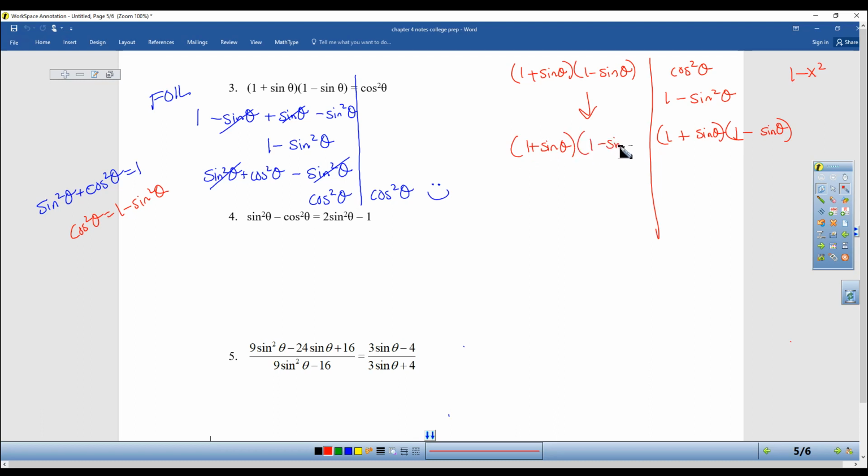So this person chose to work on the other side. That's great. It's not that you have to work on the left side or the right side. You just have to pick a side. You just can't do things to both sides. No adding to both sides. No subtracting from both sides, dividing, etc., etc.